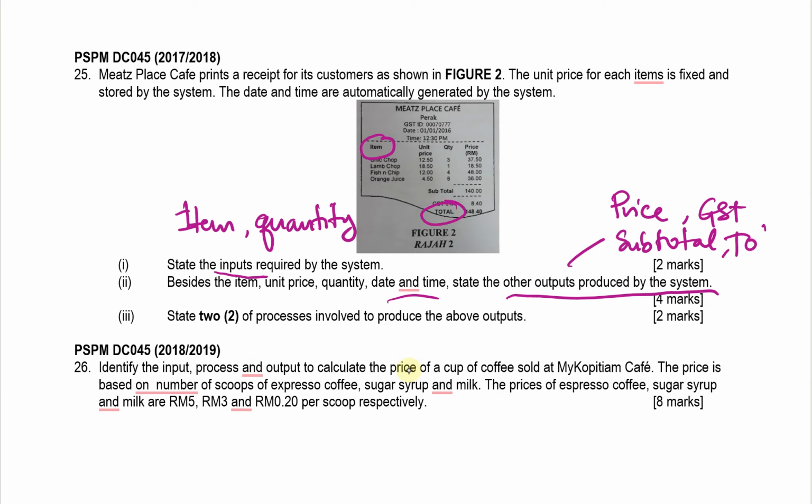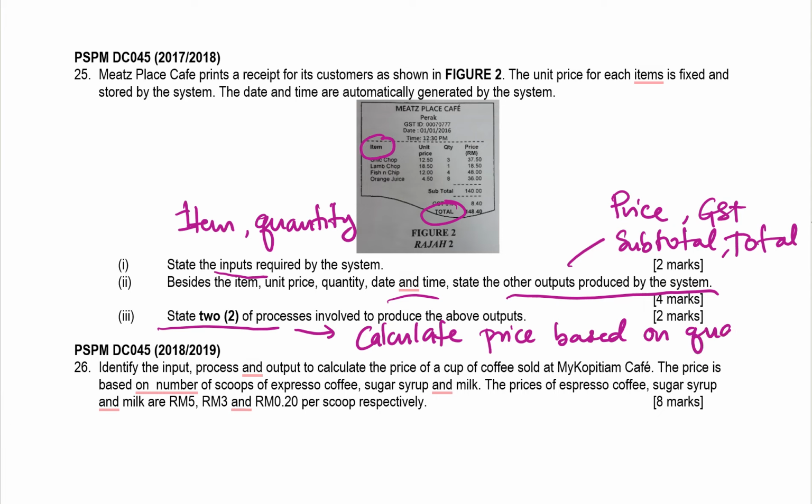Next. State two of the processes involved to produce the above output. So you have to state the process. What is the process? Of course, you have to calculate price based on quantity. It means that you have to calculate the price based on quantity.